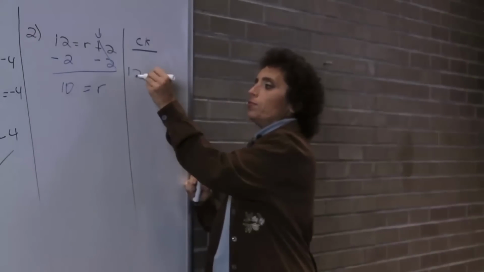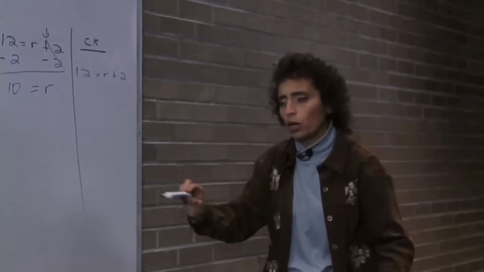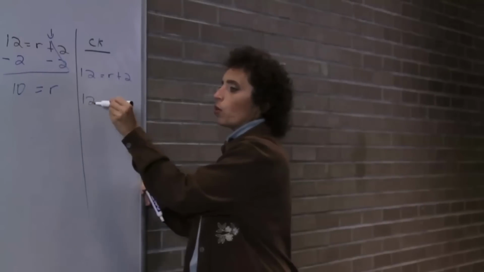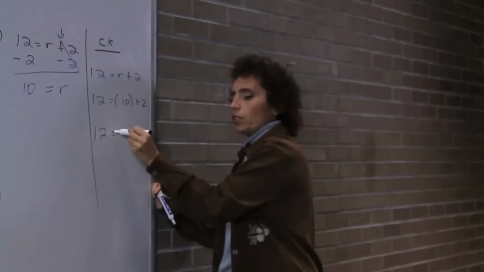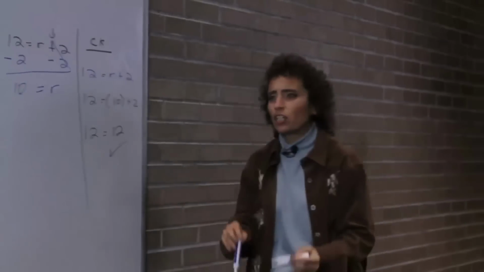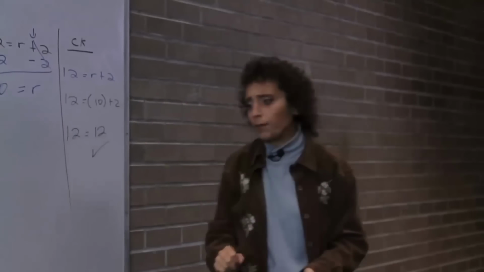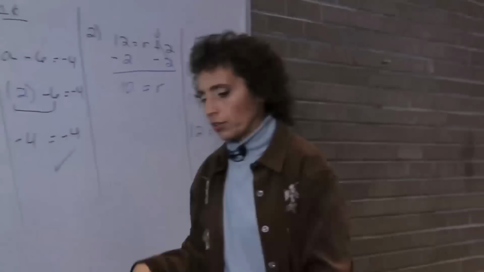Okay, so now we're going to check. Write down your original. This is pure arithmetic. Wherever you see an R, you're going to put in 10. So 12 equals 12, and that checks out. I'm not going to check all of these because we'll be here all day, but that's how the check goes. We'll solve the next 3. You try the next 3, and then we'll come back to them. And you can check them. I won't check them.